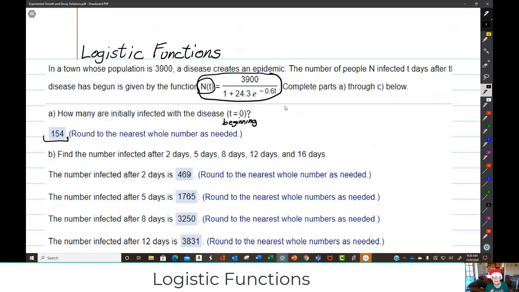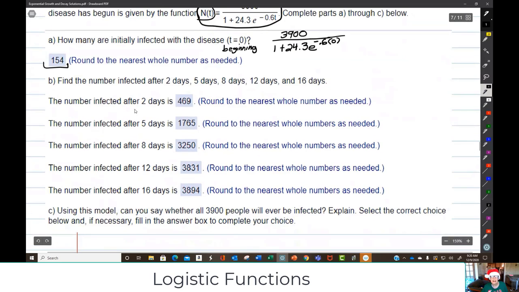What we're going to do is put this in the calculator. 3,900 divided by 1 plus 24.3 e to the negative 0.6 t, where t is 0. Then we're going to do the same exact thing except for 2 days, 5 days, 8 days, 12 days, and 16 days. So I'm going to pull up the calculator now.